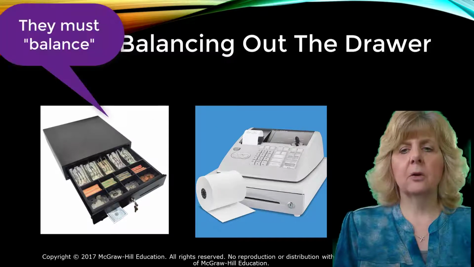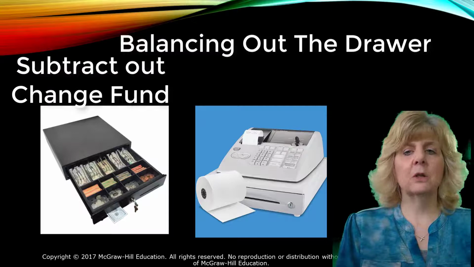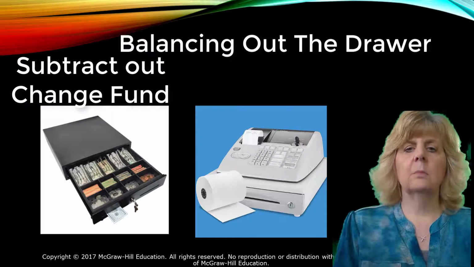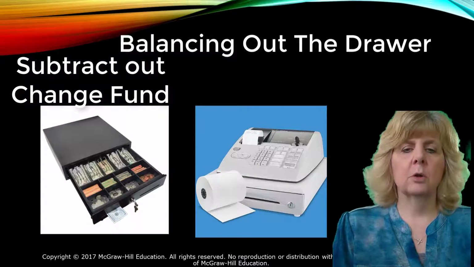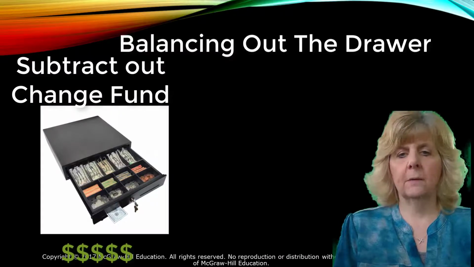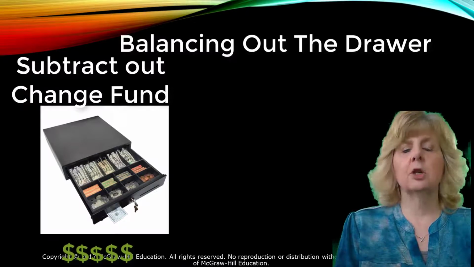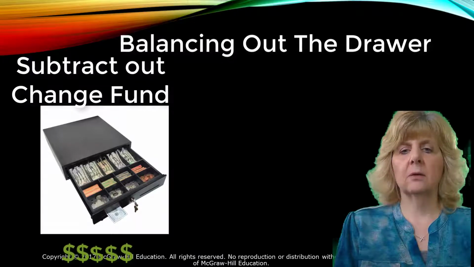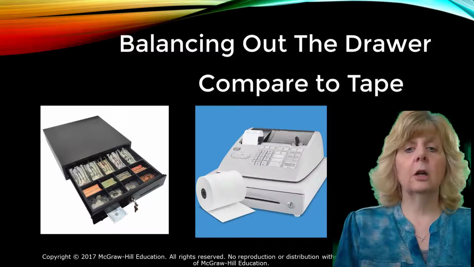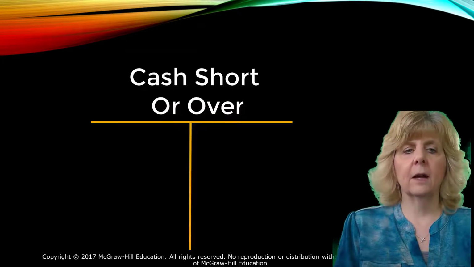So we need to balance out the drawer. Most companies start out with a change fund, which means there's a certain balance that starts out in everybody's drawer in order to make change for the customers that come through. So we take our cash drawer at the end of our shift, we back out any change fund that was in our drawer at the beginning of the shift, and this will give us the cash receipts for the day. We compare that against the sales tape, and in all likelihood, there may be a difference. The cash short or over account is used to account for that difference.